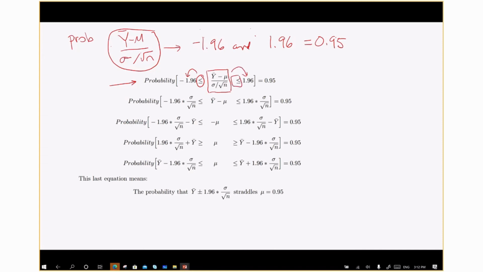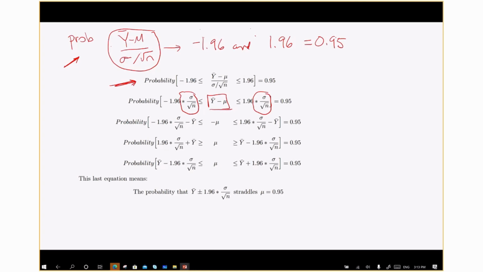Now, is it less than or equal to, or is it less than? Well, since we're dealing with a continuous variable, it doesn't really matter which we use. I'll use either one. I don't think it makes any big difference. So, this line here represents this truth here. And now we're going to go through a bunch of algebra. And the first thing we're going to do is multiply all three of these components by sigma over root n. So that means we're going to be left with y bar minus mu here, minus 1.96 times sigma divided by root n, 1.96 times sigma divided by root n.